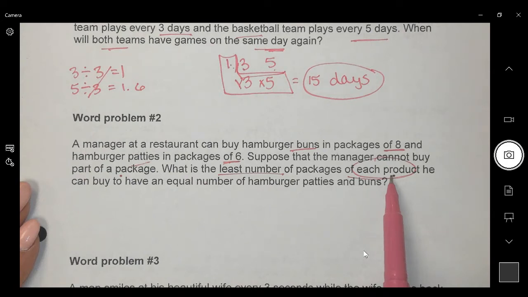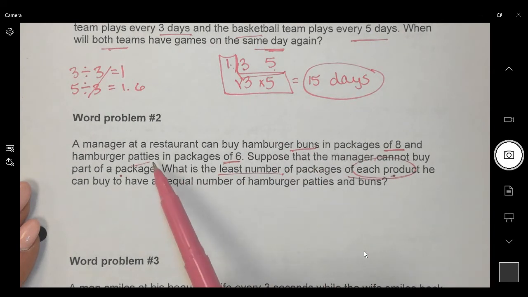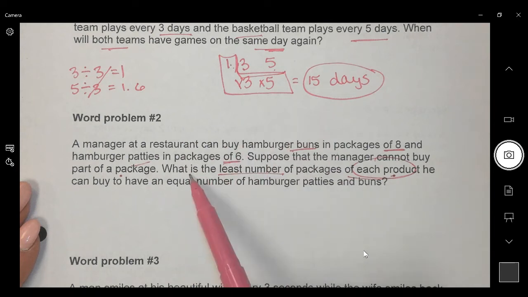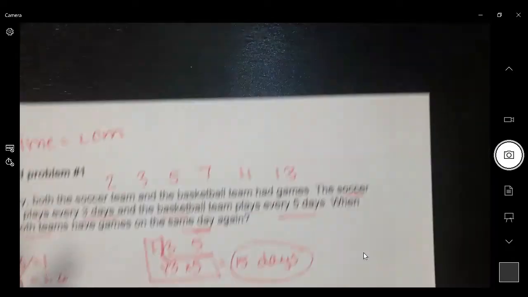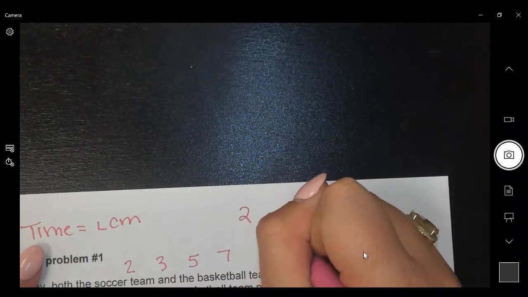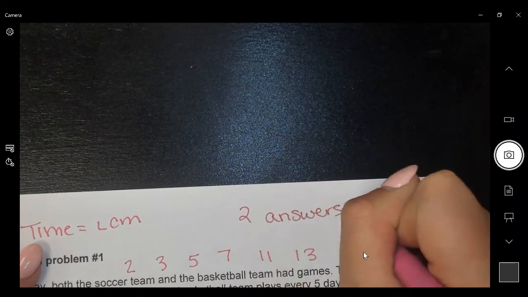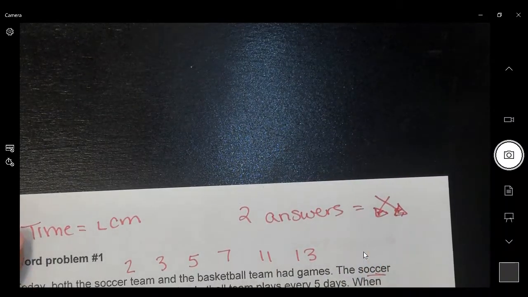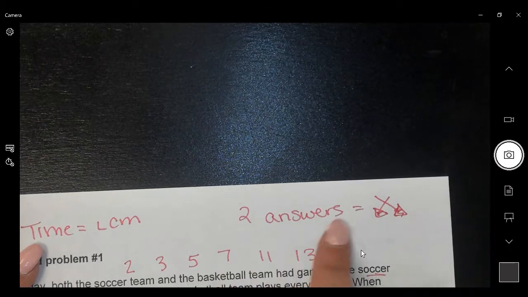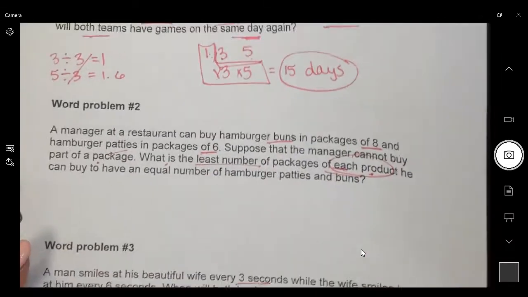And so the manager is trying to purchase hamburger buns and hamburger patties. Those are two different types of products, two different types of items he's trying to buy. And because we're trying to figure out how much he needs to buy of each, that means we're going to have two answers. Anytime we have two answers, we're going to end up crisscrossing, and that's going to make sense here in a second. So make sure you write that at the top of your page. Pause the video if you need to so you can copy that down. But two answers means we're going to crisscross.